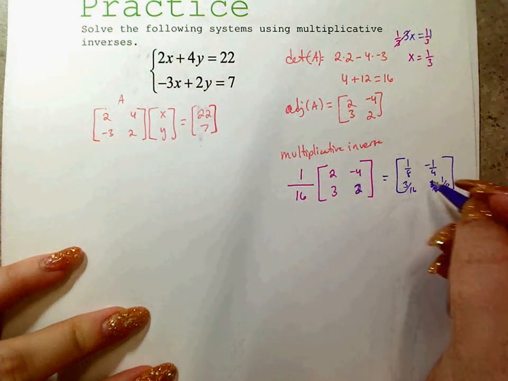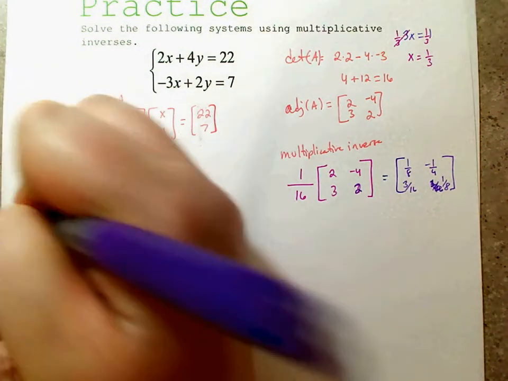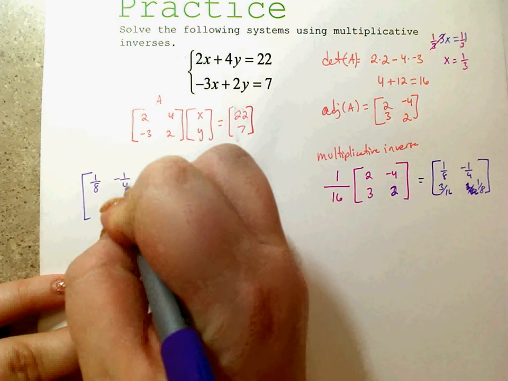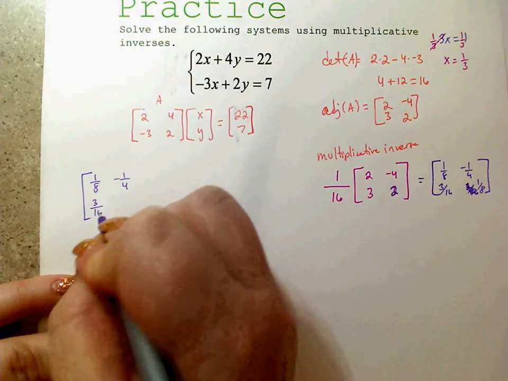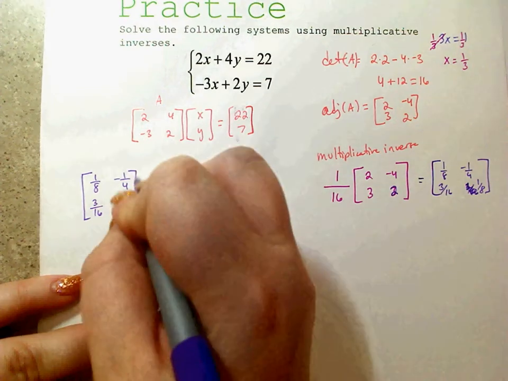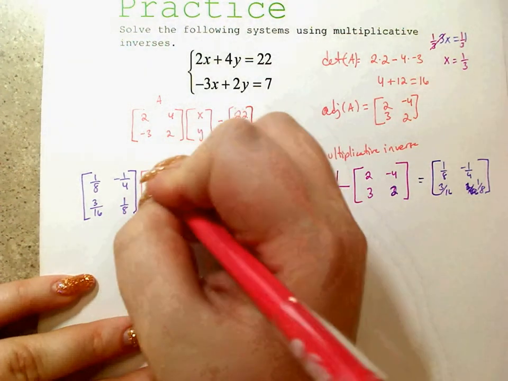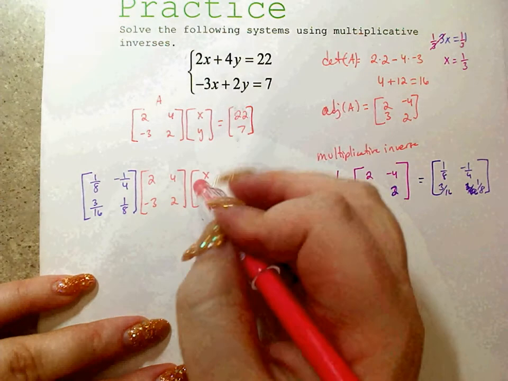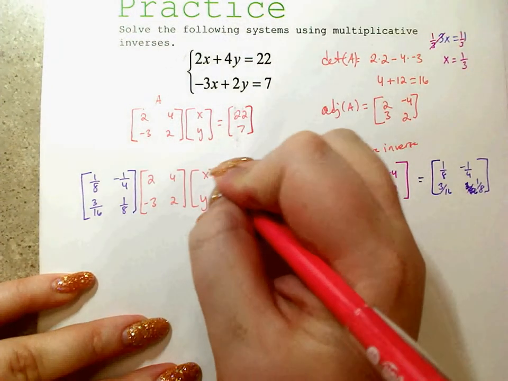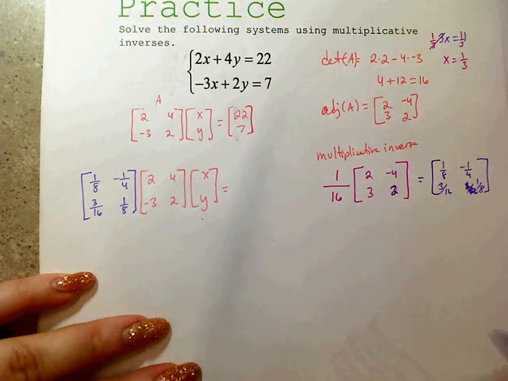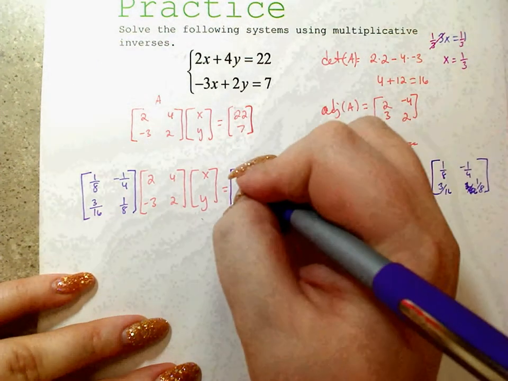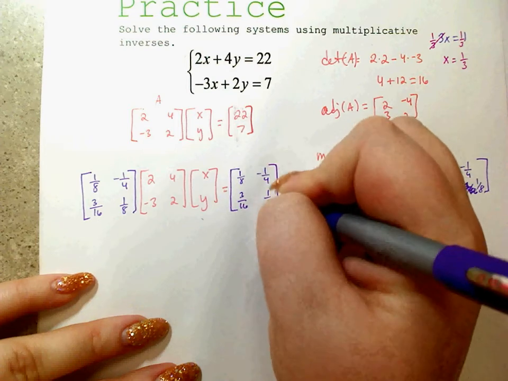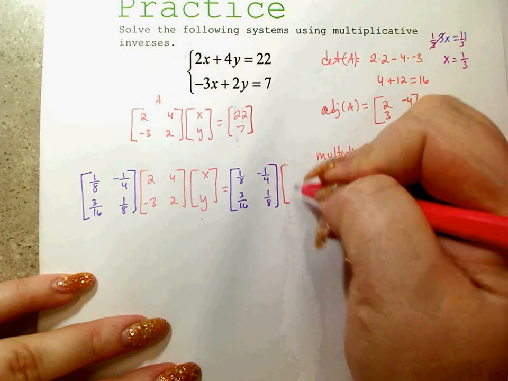So I'm going to multiply this out front. So 1/8, negative 1/4, 3/16, and 1/8 times 2, 4, negative 3, 2 times x y equals, now multiplication order is very important, so I have to put the multiplicative inverse first again: 1/8, negative 1/4, 3/16, and 1/8 times 22, 7.